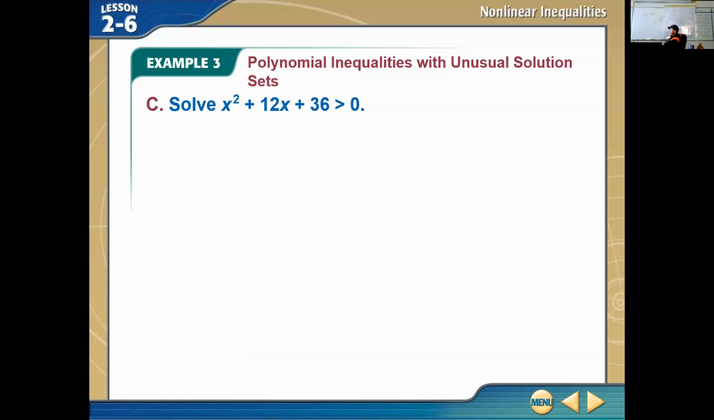So, last one with unusual solution sets. We have x squared plus 12x plus 36. Trying to factor this, are there two numbers that multiply to equal 36 that add up to be a positive 12? Yes, there are. Those are x plus 6 and x plus 6, or x plus 6 squared.